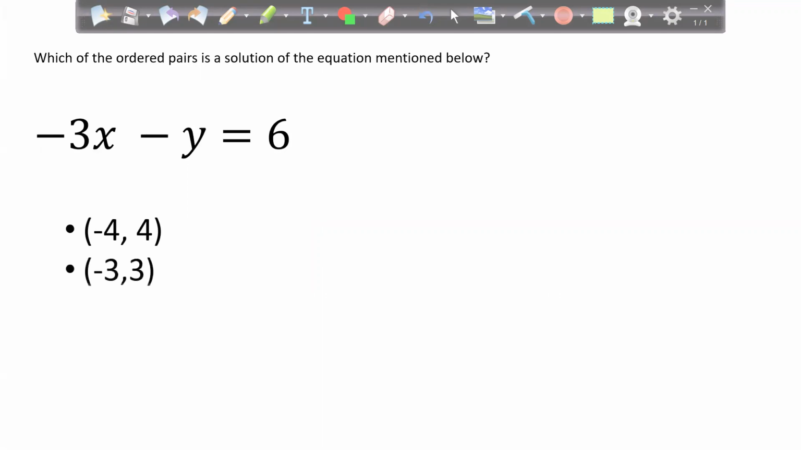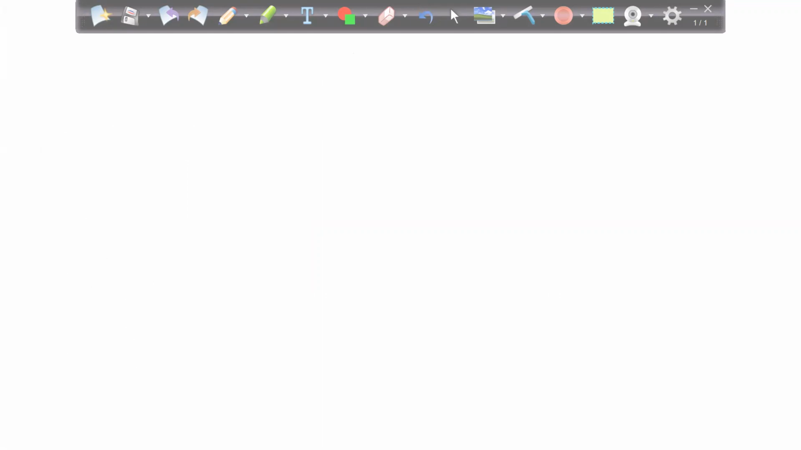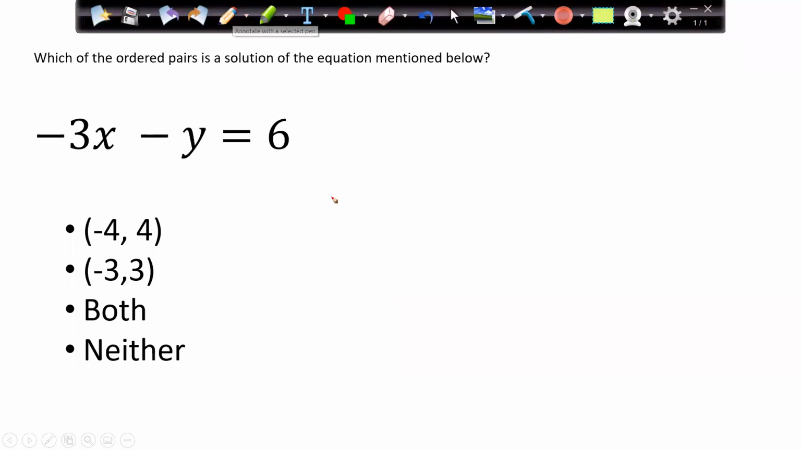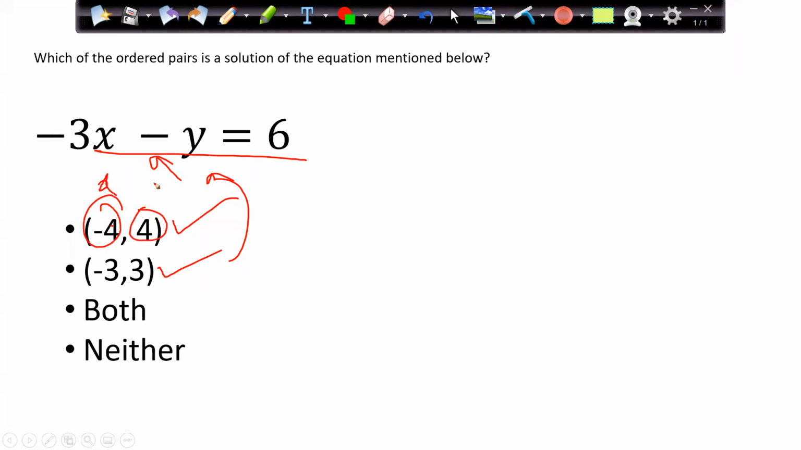Now here the question is, which of the ordered pair is a solution of an equation mentioned below? Which of the ordered pair is basically a part of a line? My line is this, right? Is this point going to pass in this line? Is this point going to pass in a line? How will I check that? Maybe I can pass the value, this is my x and this is my y. I'll pass that in the equation.